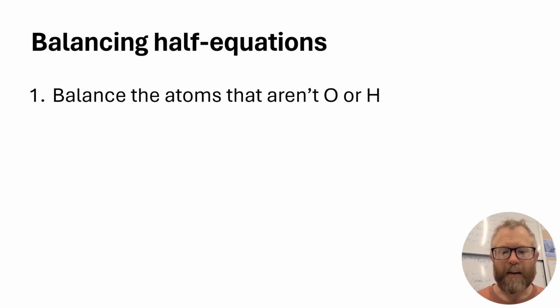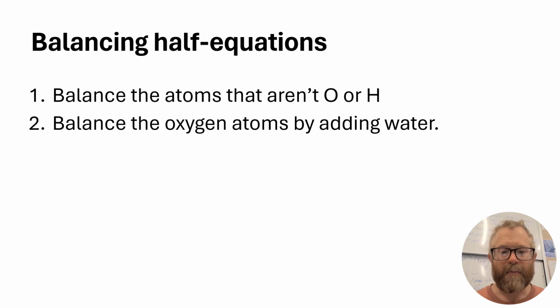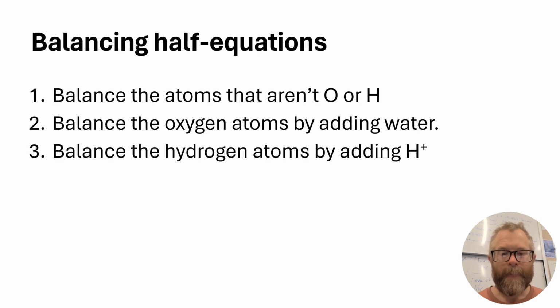Well, we'll start with half equations, dealing with a reduction equation and an oxidation equation separately before we combine them. We do this by, first of all, balancing the atoms that are not oxygen or hydrogen. Once we've done that, we can balance the oxygen atoms by adding water to the side that has fewer oxygens. Then we balance the hydrogens by adding H+.